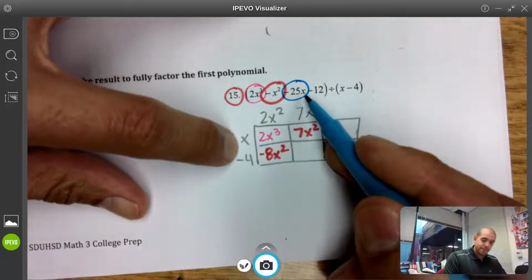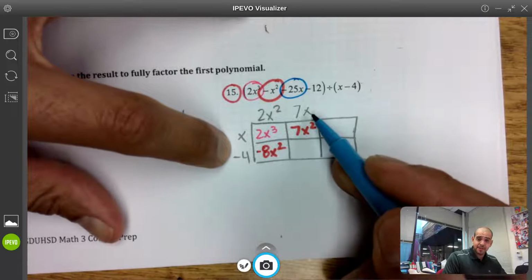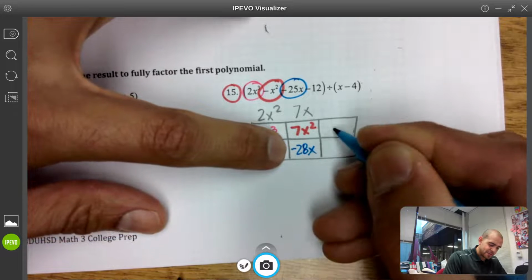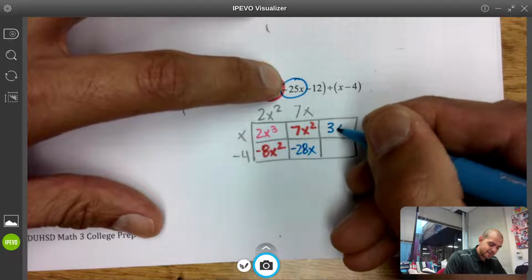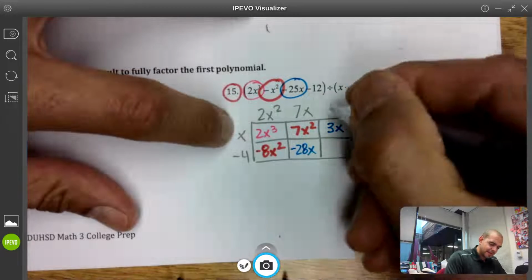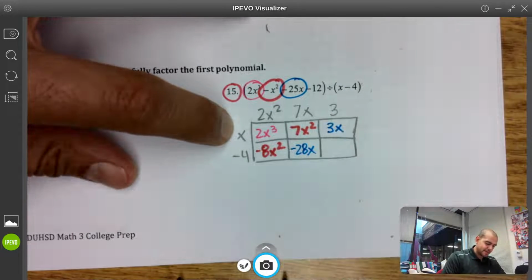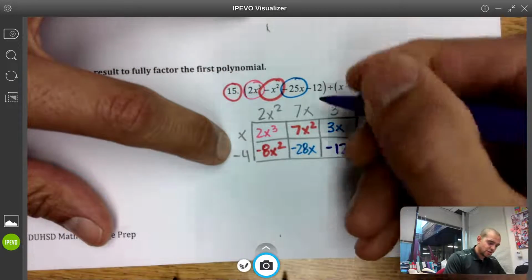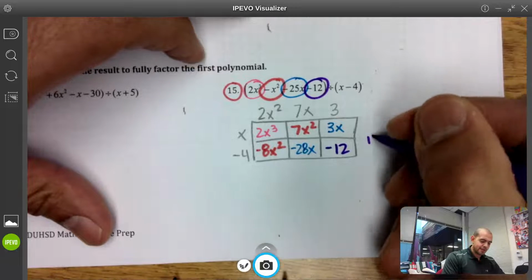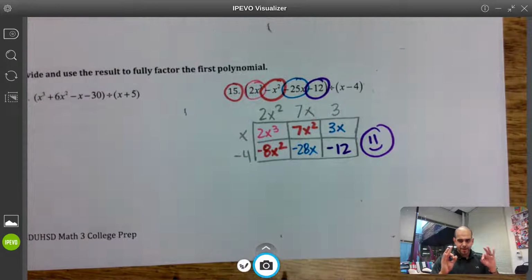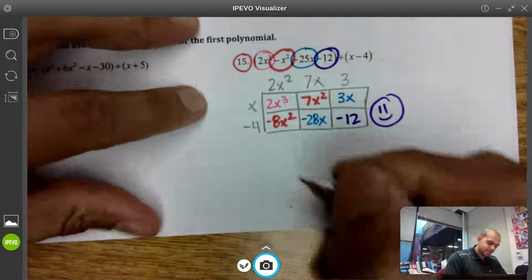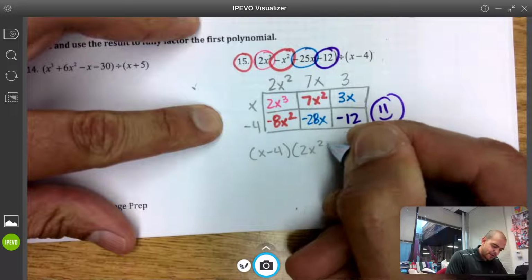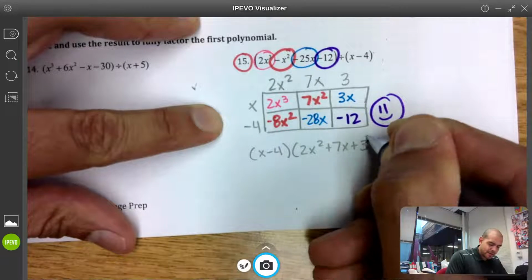Now, before I get there, I got to multiply this. Negative 4 times 7x is negative 28x. Negative 28x plus what will get you that negative 25x? 3x. X times 3 is 3x. And then my final box is negative 12, which matches. Awesome. Divides evenly. Great. That's exactly what I wanted. So I have x minus 4 times 2x squared plus 7x plus 3.